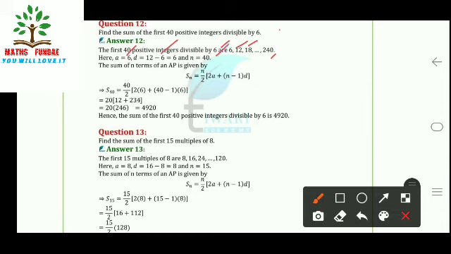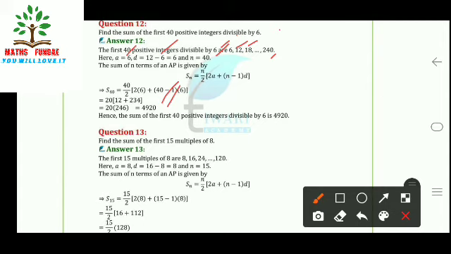So Sn will be n upon 2 into 2a plus n minus 1 into d, or we can use the formula Sn is equal to n upon 2 into a plus an also. So we have here S40 is equal to 40 upon 2 into 2 into 6 plus 40 minus 1 into 6. So we have here 4920. So S40 is 4920, since we have to find the sum.